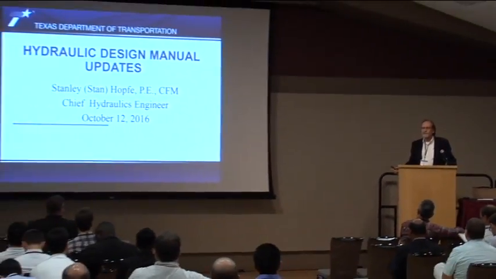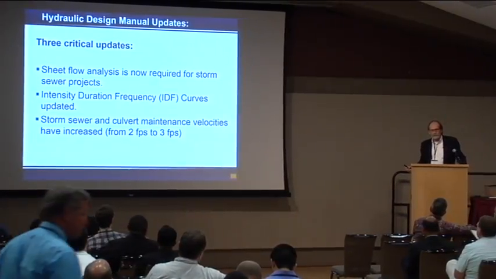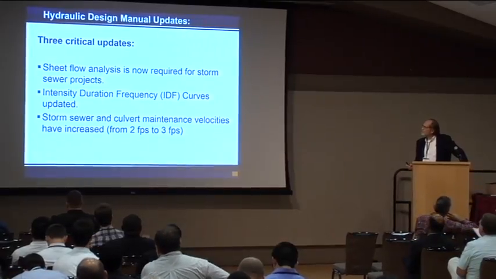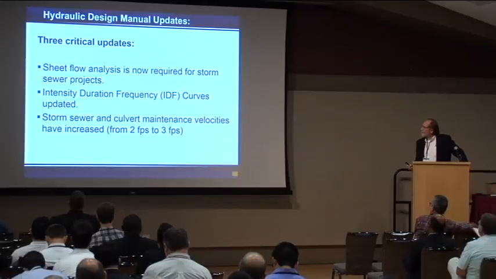Hydraulic design manual updates. The main takeaway that I want you to get from this presentation is that there are essentially 3 critical updates. The sheet flow analysis is now required for storm sewer projects. IDF curves have been updated. Storm sewer and culvert maintenance velocities have increased from 2 feet per second to 3 feet per second.